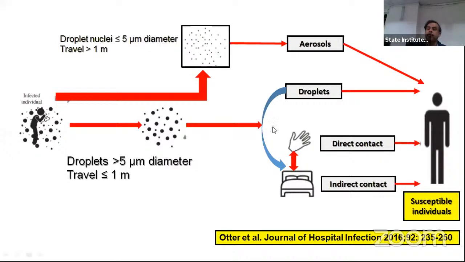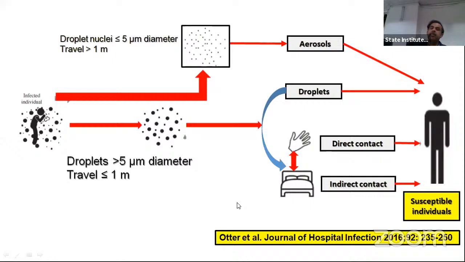So you have droplet transmission, and you have contact transmission. Contact transmission can be direct or indirect. So far I talked about indirect contact, where the virus particles settle over the tabletop and you touch the table. Direct contact can happen when you shake hands with the infected person and then put your hand over your face.